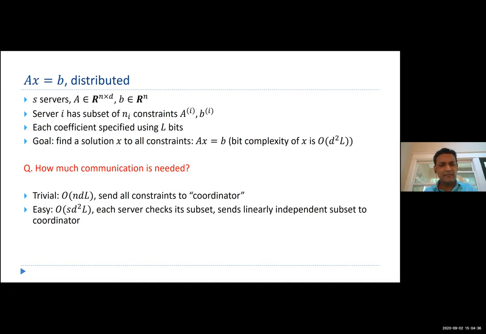A little bit less trivial, but also very easy, is that each server checks its own subset. Assuming it's feasible, it sends only the linearly independent subset of its constraints to one coordinator. So since you send at most d constraints, now the complexity becomes d squared L per server, and then there are s servers. So that's also easy.